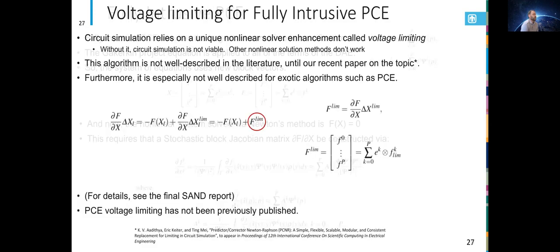I'll also mention, if you're familiar with circuit simulation, there's a technique that almost all circuit simulators have to use called voltage limiting. Most of the PCE literature doesn't think about this because they're not applying it to circuits. But the voltage limiter is basically an additional vector that goes into your system of equations. And not surprisingly, you have to apply the PCE projection to that vector as well. So that's another detail.